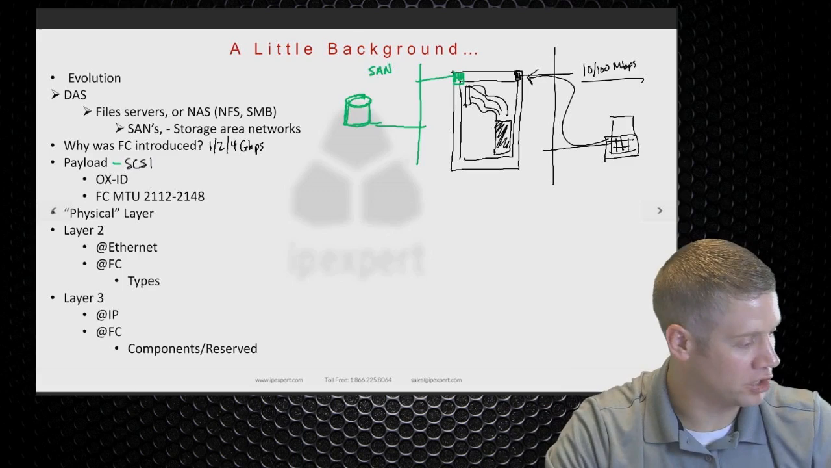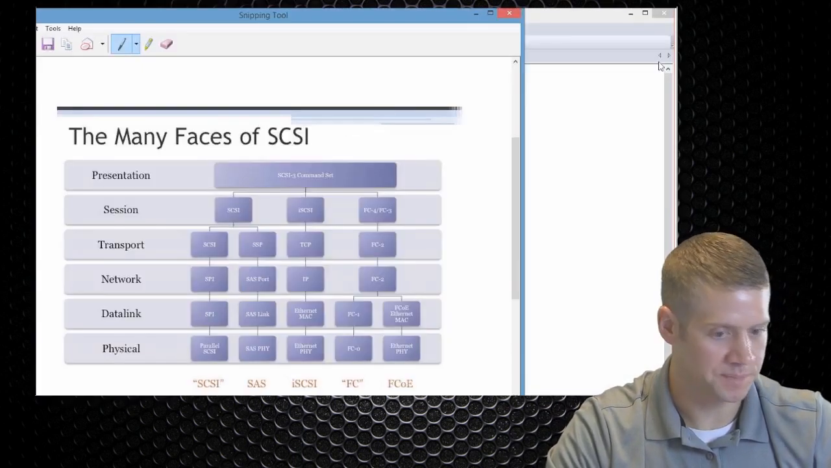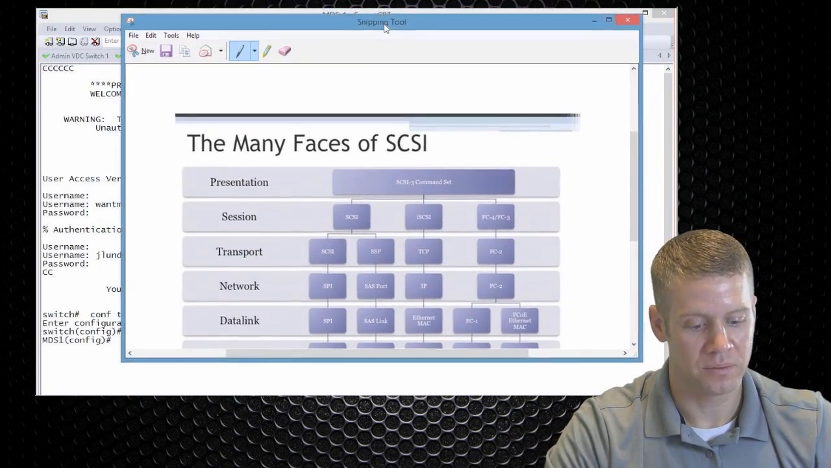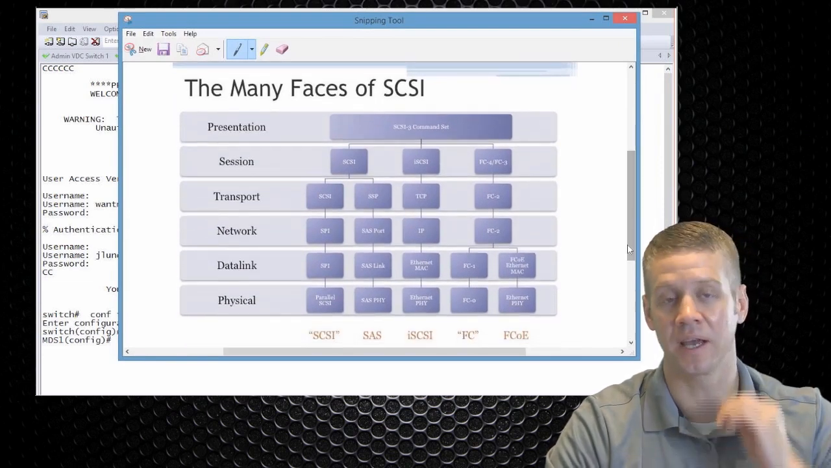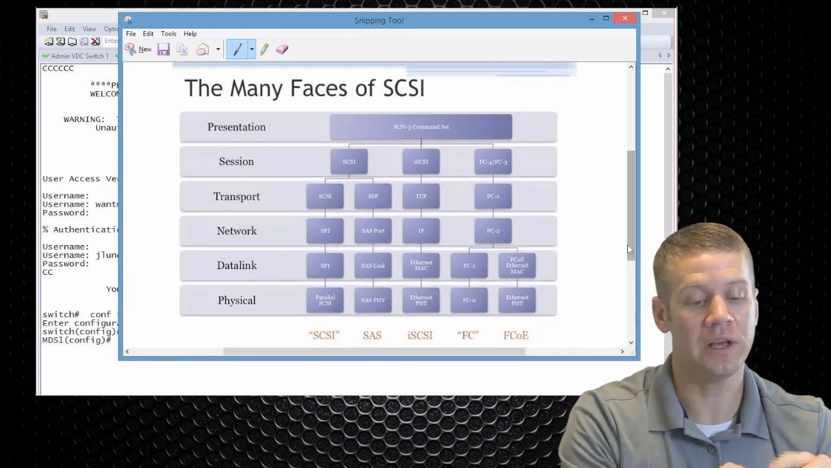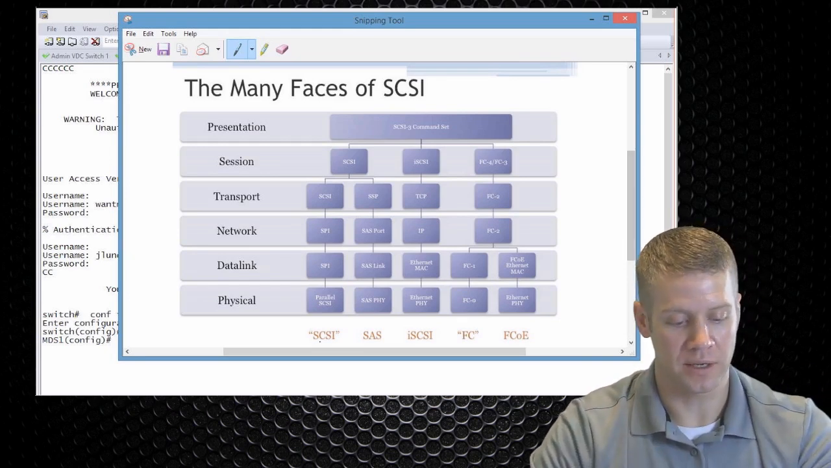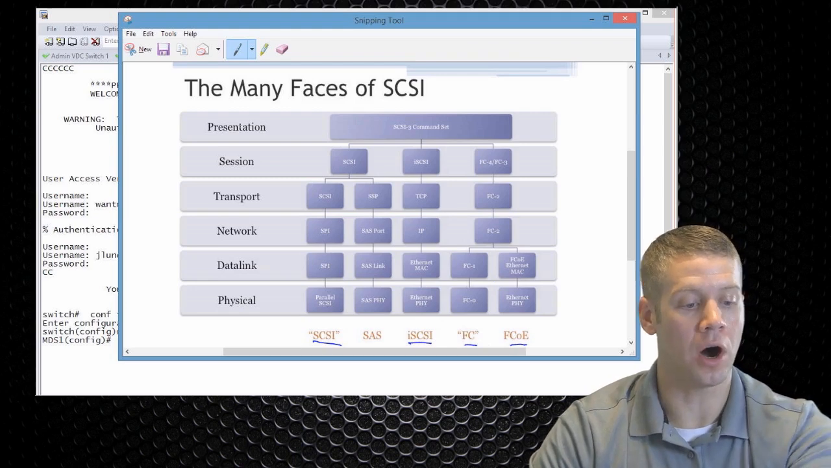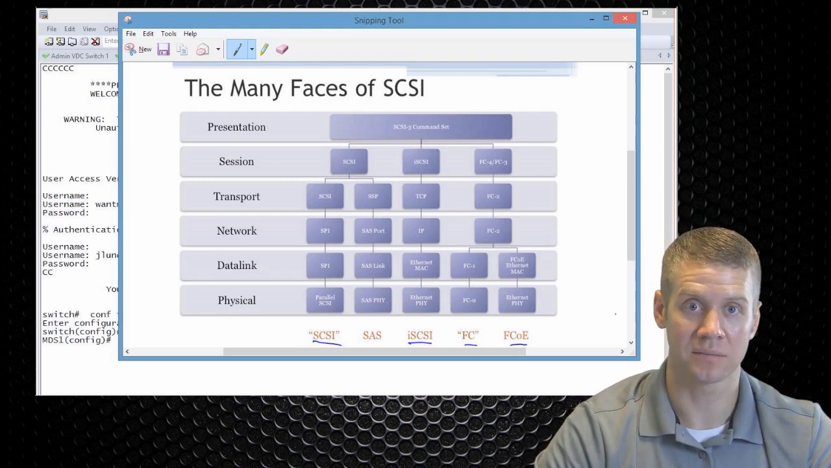I pulled up a nice chart off the internet today. I've been finding myself using it more and more for my students. I didn't create this, someone else created it. The many faces of SCSI, as they say. I think it gives an awesome representation of whether we're using native SCSI, iSCSI, Fibre Channel, or FCoE. Look what's always at the bottom of that stack, guys. The SCSI command sets.